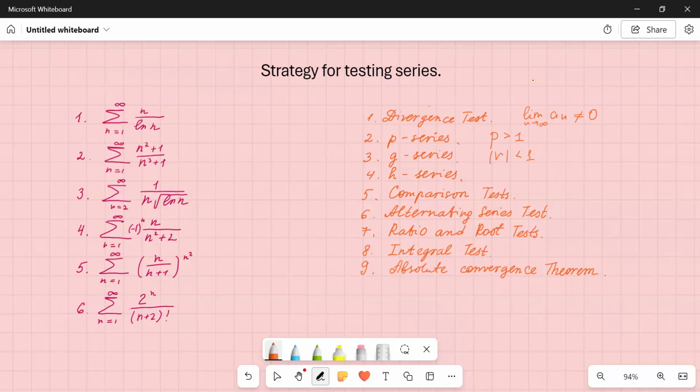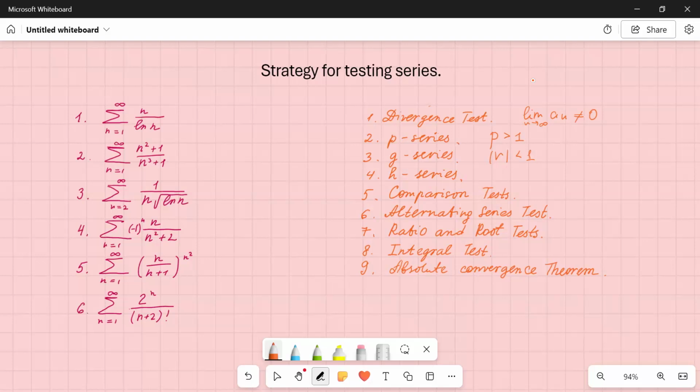Comparison tests. We had two comparison tests. One was direct comparison, and one was limit comparison. Both comparison tests use some known series, and usually it's going to be one of the P, G, or H series, to compare with and make a conclusion about convergence or divergence, right? The next test we learned was the alternating series test. It usually works when you have sign alternation, like plus, minus, plus, minus. The alternating test can only make the conclusion that the series is convergent. It cannot conclude that the series is divergent. If the test is not working, we just need a different test to test the series.